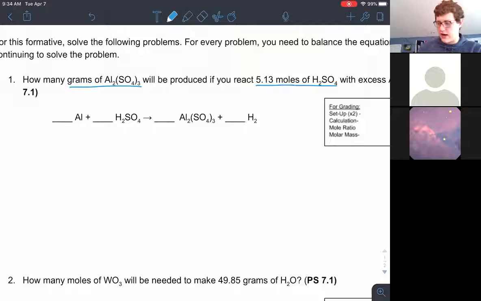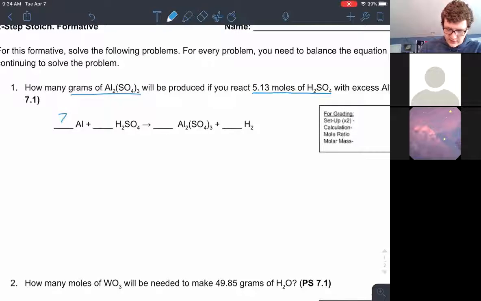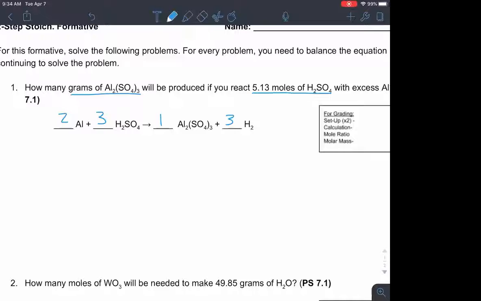If we balance this equation correctly, what we should have gotten is 2 aluminum in front, with 3 H2SO4, and we should have gotten 1 aluminum sulfate and 3 hydrogen. So that was our balanced equation. The next thing we're going to do is determine what our problem is asking us to go from and what we're trying to get to.